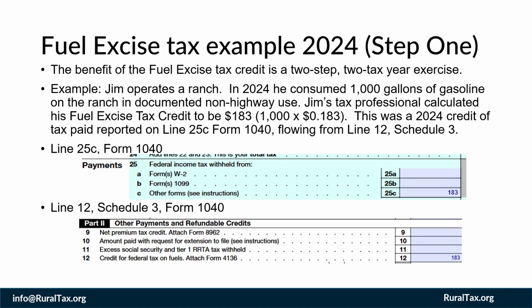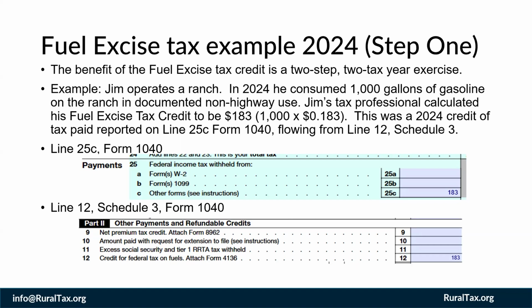And this was a 2024 credit on his 2024 tax return, but it was calculated in 2025 when we were preparing that tax return. And it starts out on Schedule 3, line 12, which you see there. There's also the supplemental form, which I'm not illustrating, which is Form 4136, where we get the calculation of this tax credit. Essentially, it's the 1,000 times 0.183 gets you the $183.